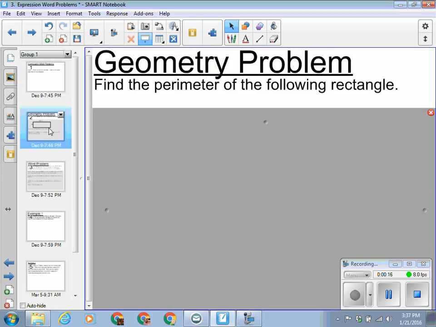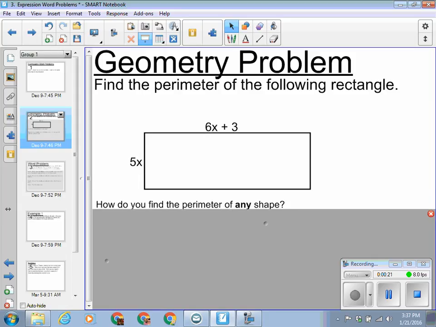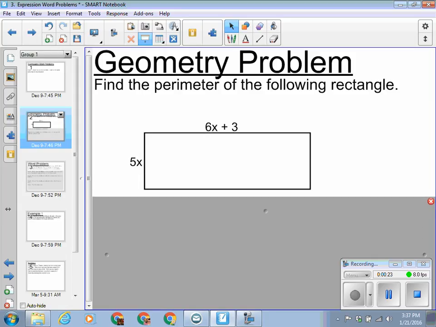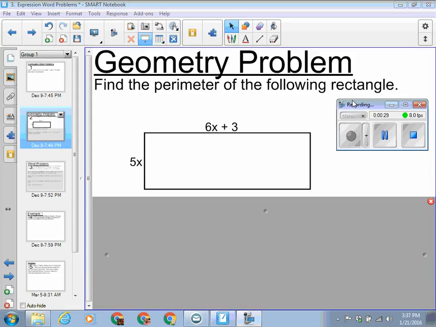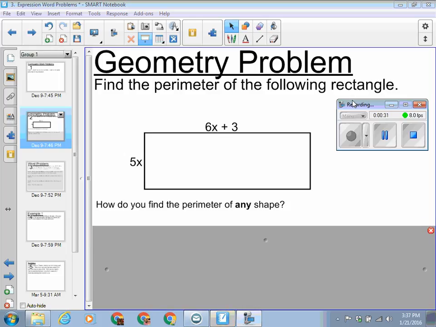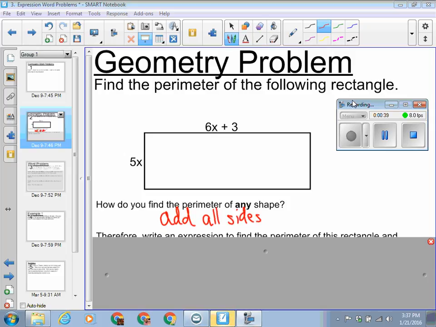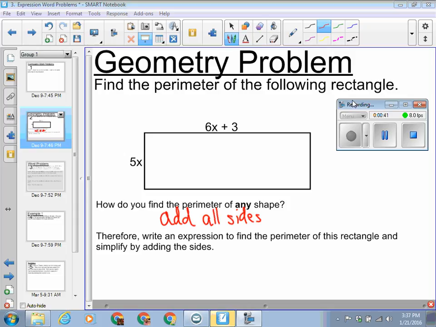Let's start off with a geometry problem. We're going to find the perimeter of the following rectangle. Notice that we don't have all numbers, we have some variables thrown in. Doesn't matter, we can still do this. To find the perimeter of any shape, we just add all the sides. That's all we're going to do here. So let's write an expression to find the perimeter of this rectangle and simplify it by adding sides.